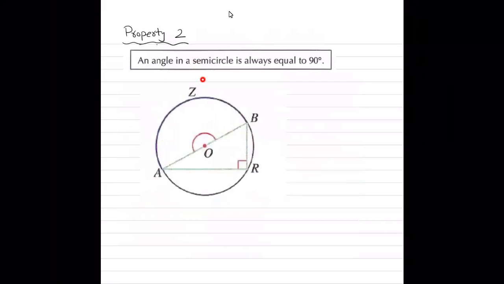Okay, the next property is that angle in the semicircle is equal to 90 degrees. In the previous property, we saw that if AOB is a diameter, then it's a straight line, and the straight line has an angle of 180 degrees. So the angle that this diameter is making at the circumference is going to be half of the angle at the center. So hence, this comes out to be 90 degrees.